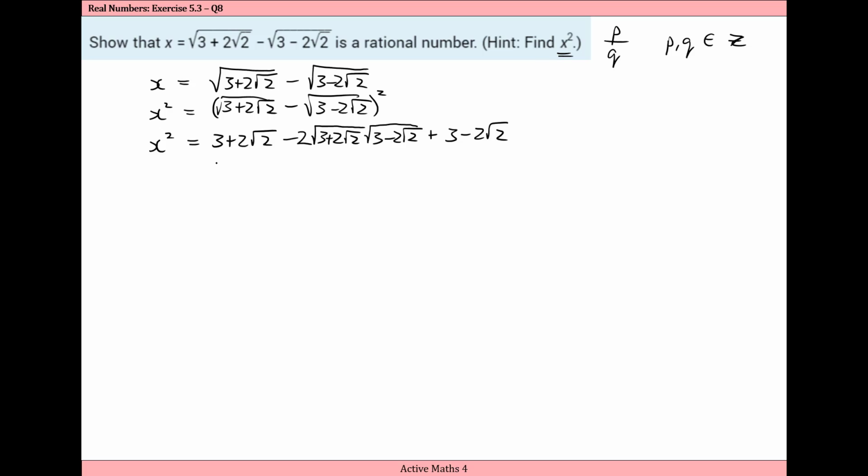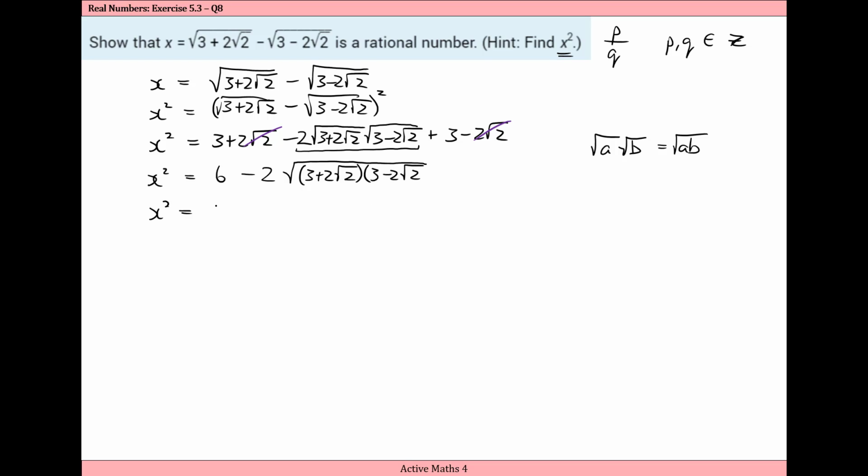Okay, so let's give ourselves a bit of space here. So we are now going to simplify this. So I can see that I have a 3 plus a 3, which gives me a 6. I can see that the 2 root 2 minus the 2 root 2 give us 0. And then to join these surds, or to simplify this part of the equation, I'm going to use the rule that the root of a multiplied by the root of b is equal to the root of ab. So I'm going to create one surd, and I'm going to leave the minus 2 out in front, and I'm going to join these together by multiplying what's underneath the surds. So 3 plus 2 root 2 times 3 minus 2 root 2.